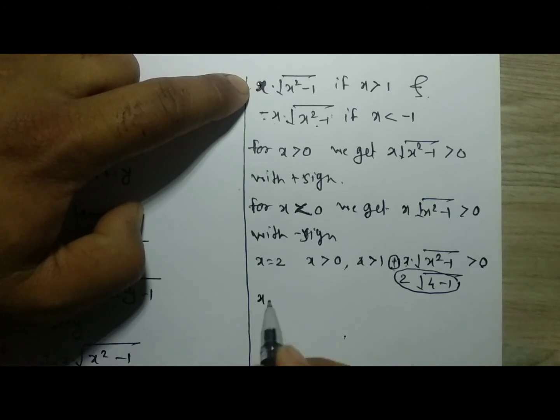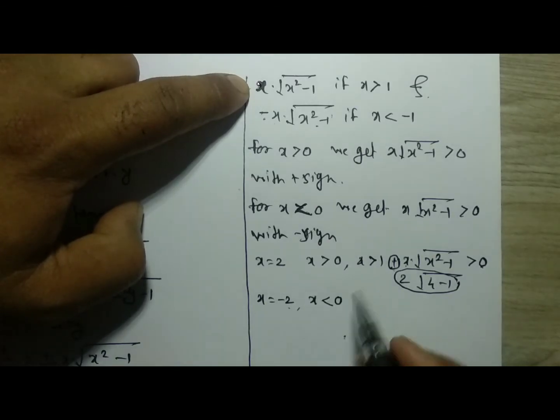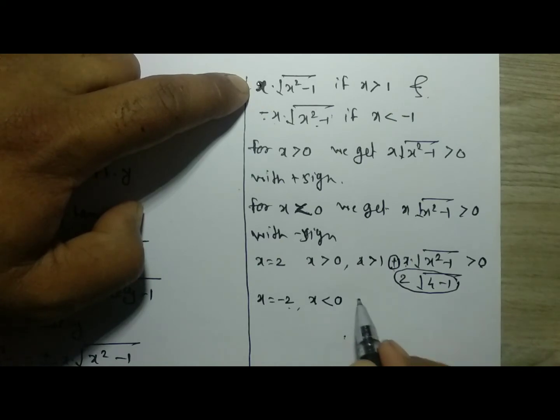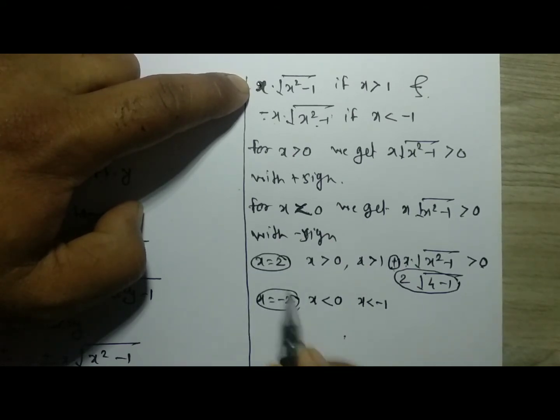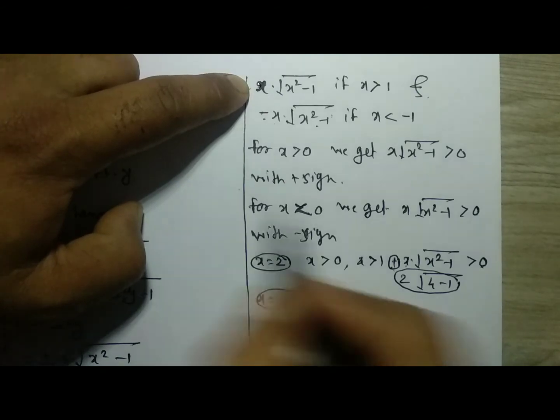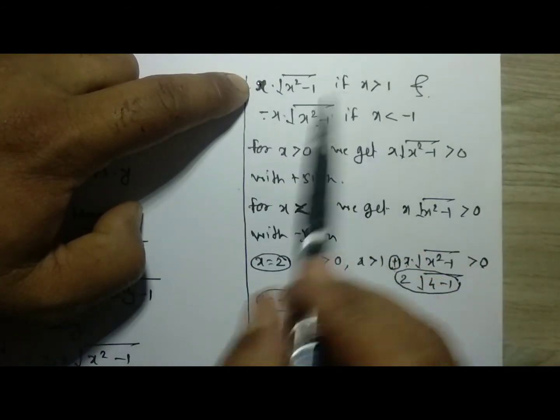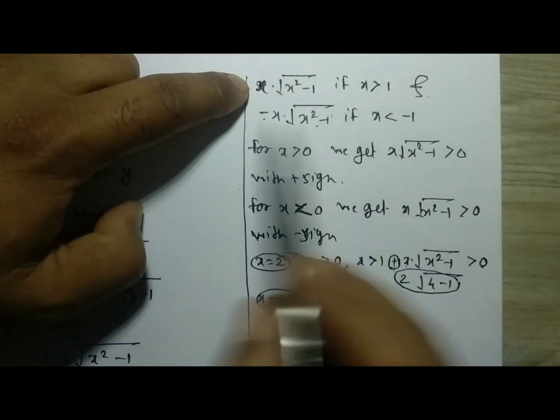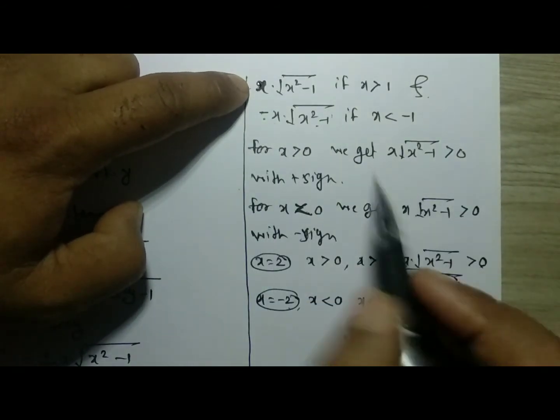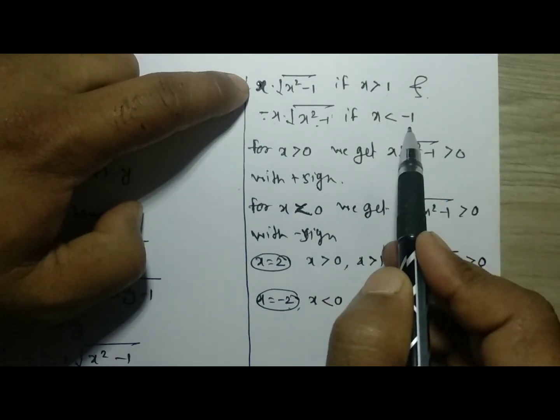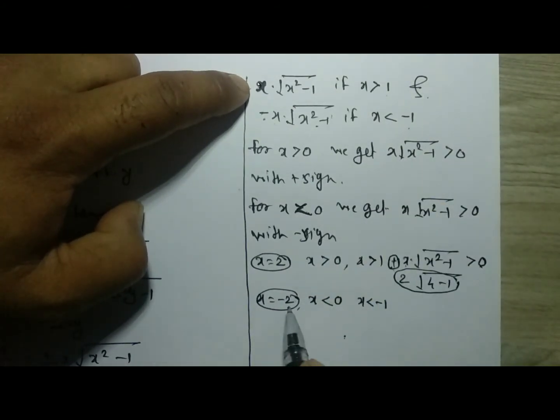Now we have to consider x equal to minus 2. Here x is less than 0, and x is also less than minus 1. For this purpose, first of all we have to use these examples to see how it is possible to get a positive sign and a negative sign when x is greater than 1 and x is less than minus 1. Right now we have to take x equal to minus 2 and x less than minus 1.